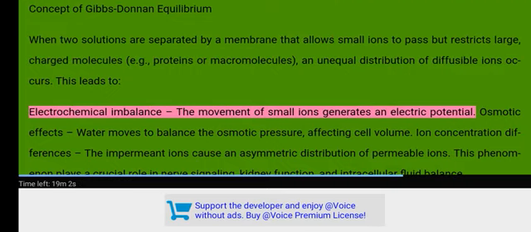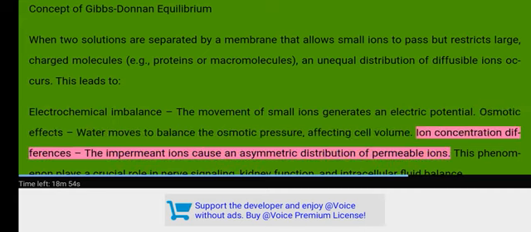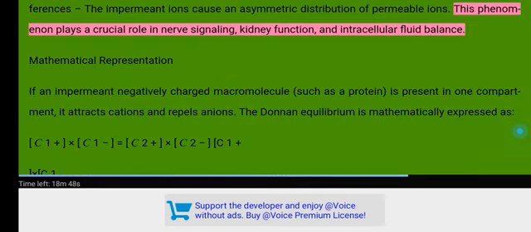The movement of small ions generates an electric potential. Osmotic effects: water moves to balance the osmotic pressure, affecting cell volume. Ion concentration differences: the impermeable ions cause an asymmetric distribution of permeable ions. This phenomenon plays a crucial role in nerve signaling, kidney function, and intracellular fluid balance.